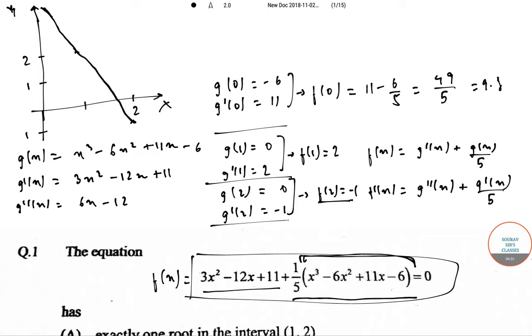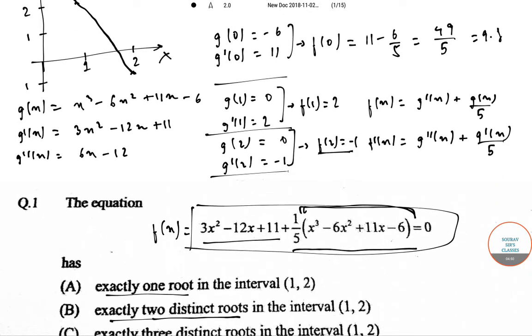Now from here we can see that there is exactly one root between 1 and 2. So the correct option is option A, that is exactly one root in the interval (1, 2).